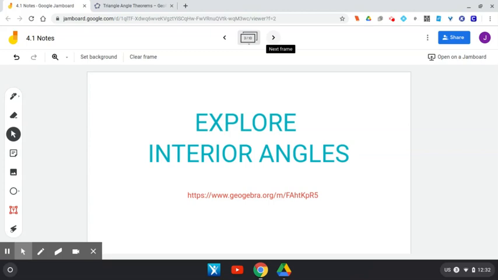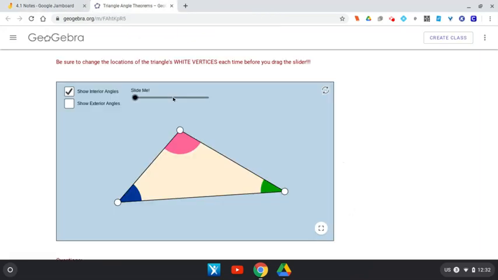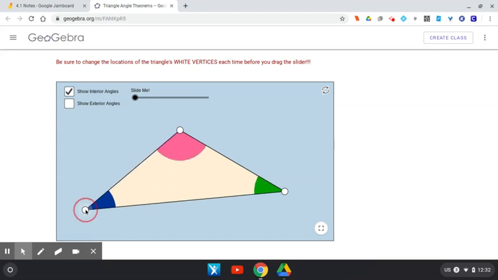Let's take a look at those interior angles real quick. If you want to go to this website, I think it would really help if you can play around with it. When we go here, we have a triangle right here. We know it's a triangle because there are 3 sides and 3 angles, and I can move these vertices to change what the triangle looks like.